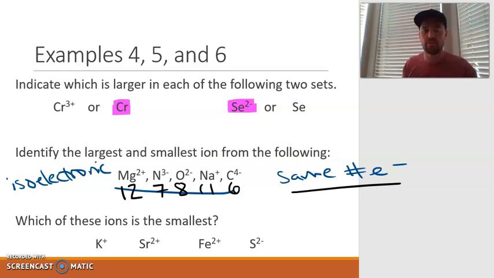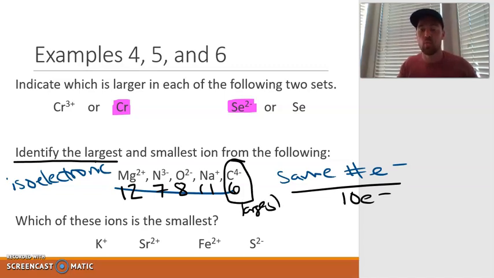So if I think about all of them having the same number of electrons, which by the way would be 10, the amount of pull on those electrons is different. With regard to the first question, identifying the largest one, the largest is going to be the one whose nucleus is the weakest, who's not able to pull in the electrons as tight. And therefore, carbon with a 4- charge would be the largest. The one that would be the smallest is the one whose nucleus is the strongest, and that's magnesium.